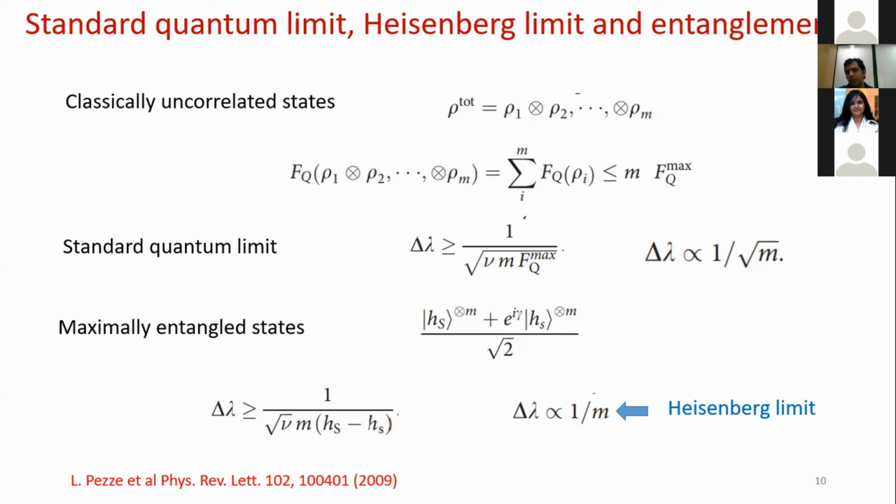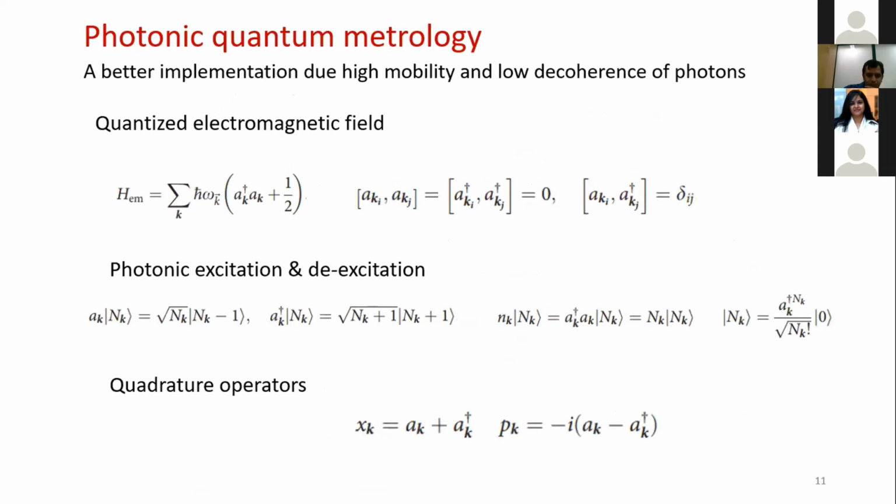But this metrological system is actually implemented using many physical systems, out of which the photonic one is the best scenario due to the very special properties of the photons, that is, their high mobility and low decoherence. So we implement this quantum metrology problem in photonic setups. In order to implement it, we take the quantized field, which is written by this quantum Hamiltonian in terms of the annihilation and creation operators that satisfy this bosonic algebra. These are the basic photonic excitation and de-excitation operators involved in photonic systems. And these are the quadrature operators that we will use in our next analysis.